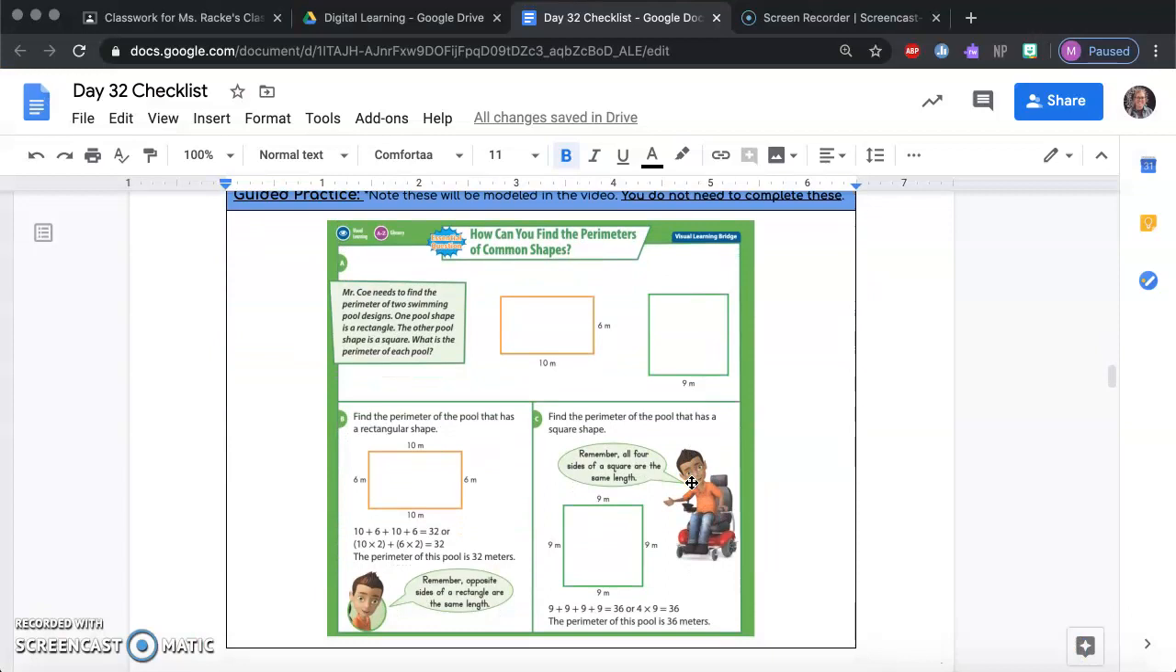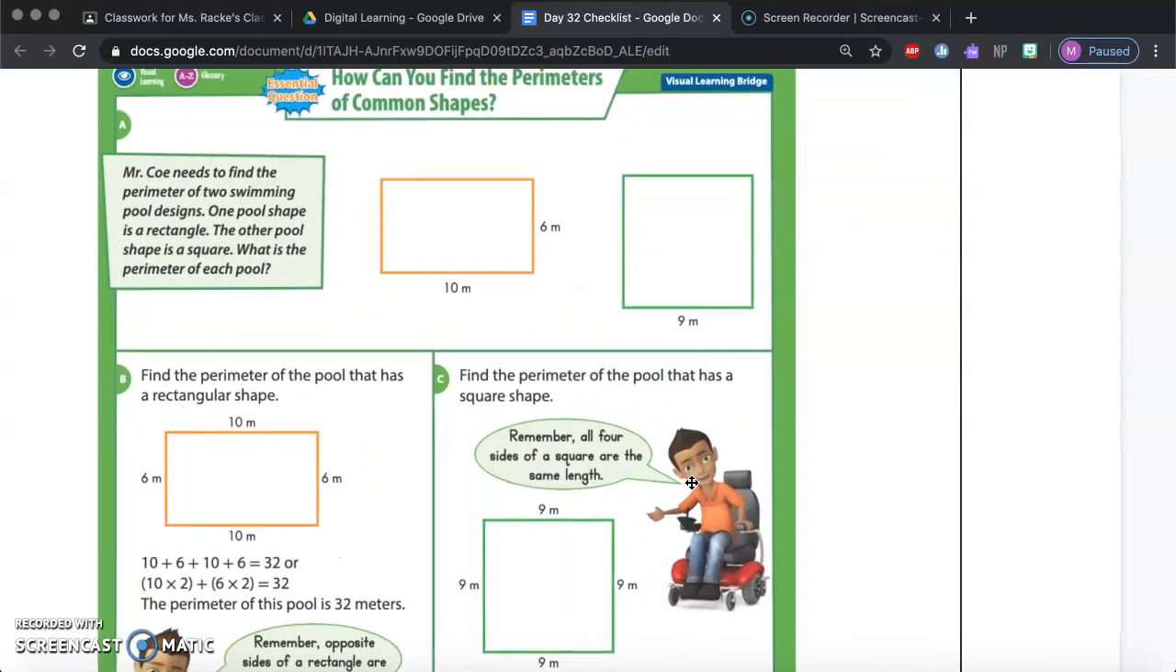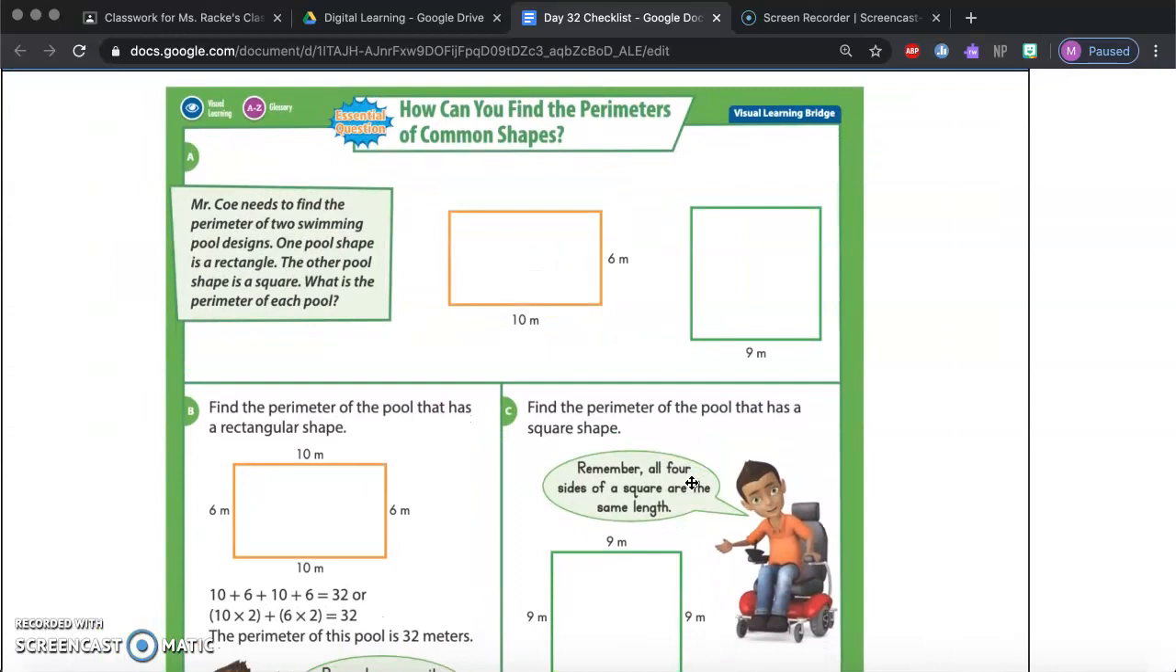All right, let's look at our guided practice. It says, how can you find the perimeters of common shapes? Mr. Coe needs to find the perimeter of 2 swimming pool designs. One pool shape is a rectangle, the other pool shape is a square. So our work that we did on quadrilaterals is not going away. We need to continue to use that knowledge. And using that knowledge tells us that we know that a square has all sides being the same length, which is why they can give us the length 9 meters, and we can know that this side is 9 meters, this side is 9 meters, this side is 9 meters, and this side is 9 meters.